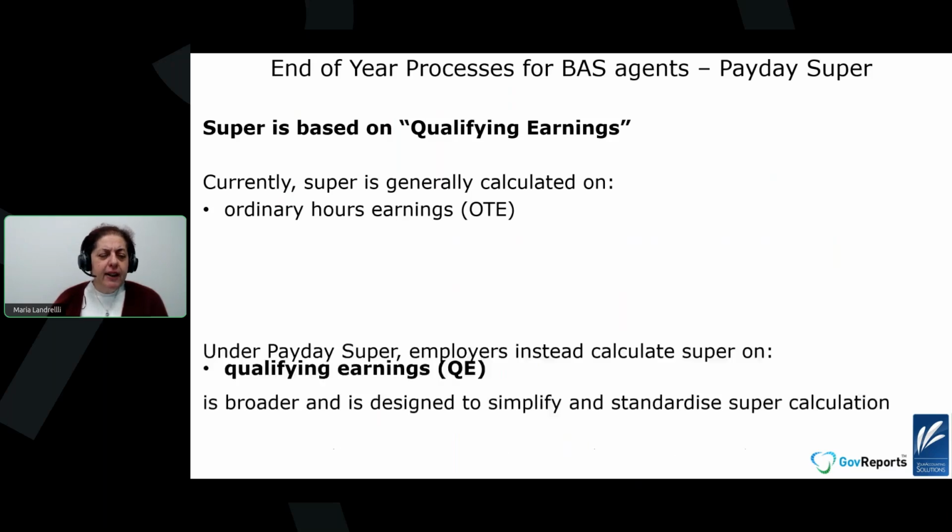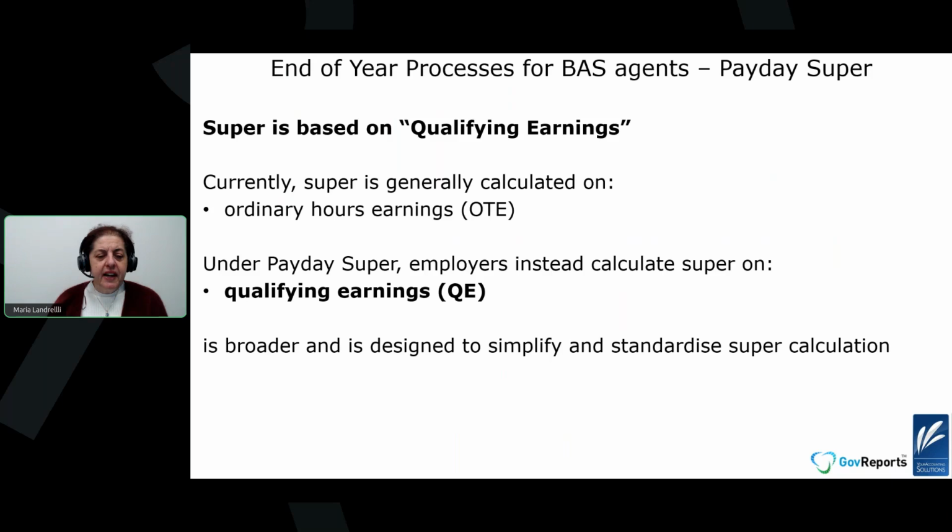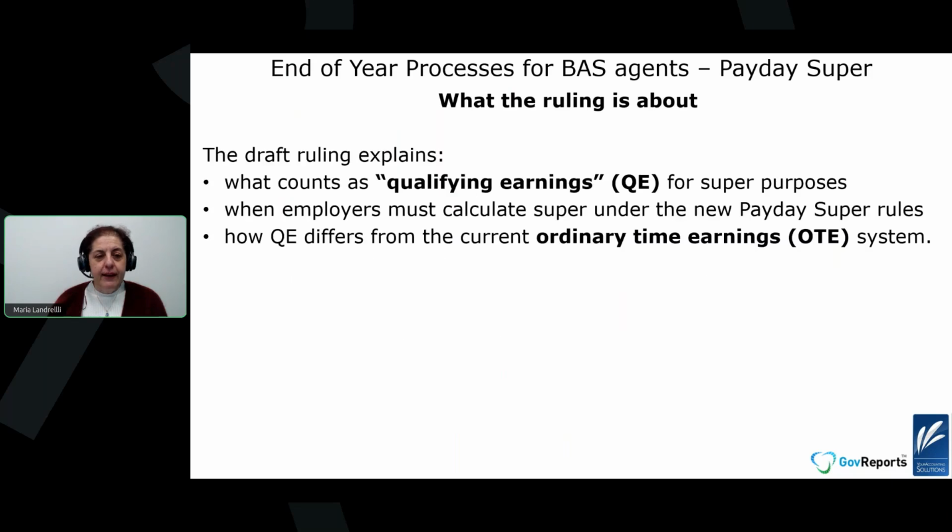So currently, super is generally calculated on ordinary time earnings, but as I said, it's now under qualified earnings. And it's basically much broader and designed to simplify and standardise super calculations. So under the old rules, super was calculated on ordinary time earnings, but if you had to fill in a superannuation guarantee charge statement, then things that you didn't pay super on suddenly became included. Well, generally those things are now included. They are the same for both what is ordinary time earnings and what qualifies for the penalties.